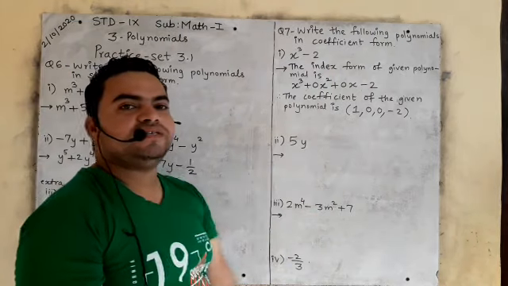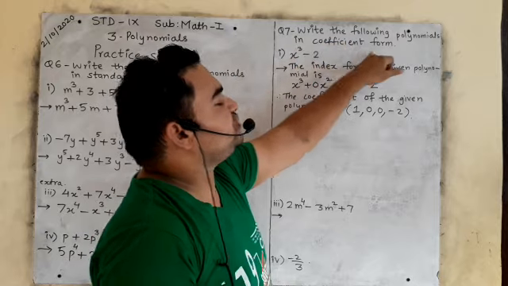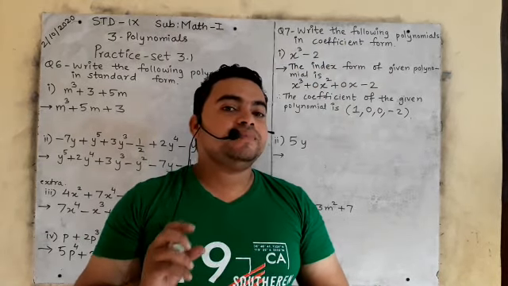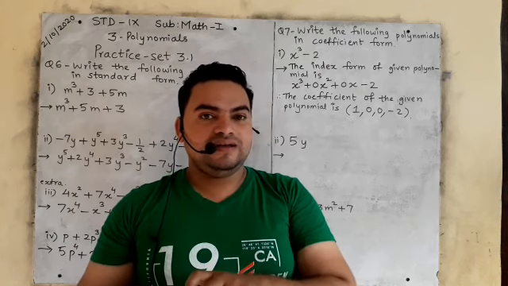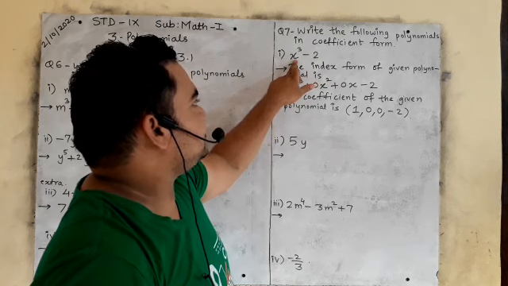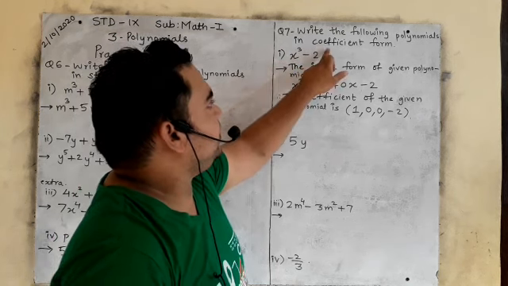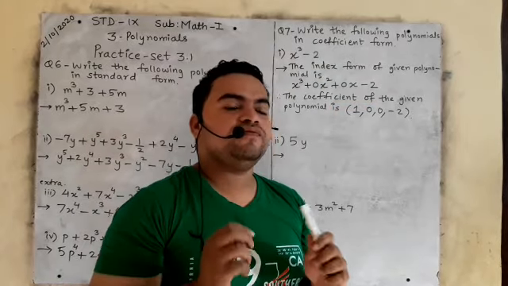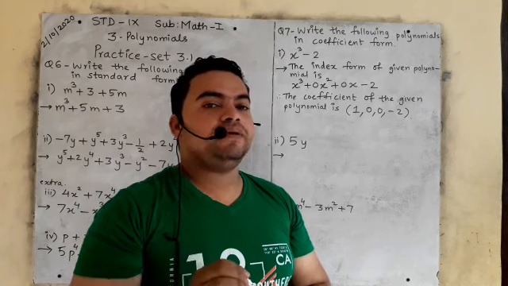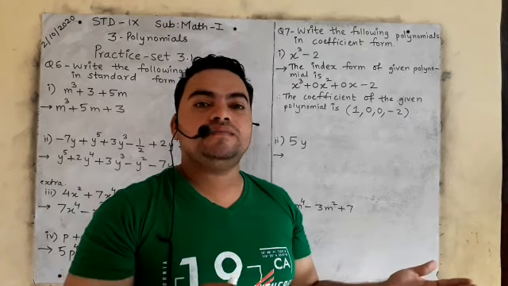Now see the question number 7, my dear students. Write the following polynomials in coefficient form. Coefficient means we have to write the numbers which the variable is carrying. See here x is the only variable, so what is the coefficient here? 1, right? But whenever the question comes, write the following polynomials in coefficient form, that time we should remember, we should write the missing terms as well, absent terms as well.